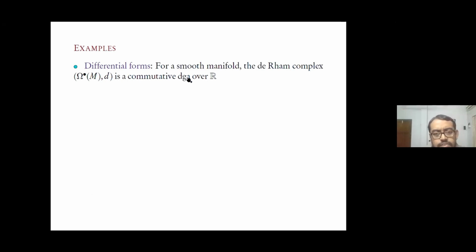This is a commutative DGA over the reals, and here the multiplication is given by the wedge product of forms, and the wedge product of forms is graded commutative in the sense we saw earlier, but as I said, I'll still call it commutative. So this is one example of a commutative DGA. Often I'll be abbreviating it and calling it a CDGA just to save space and time. CDGA is short for commutative differential graded algebra.